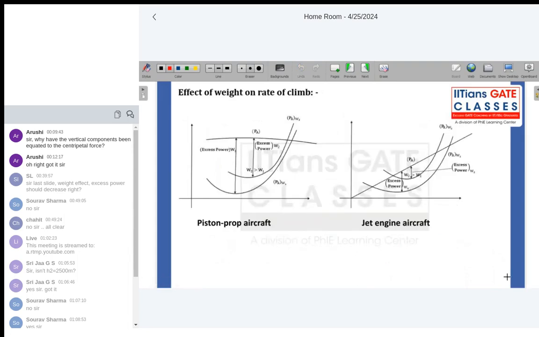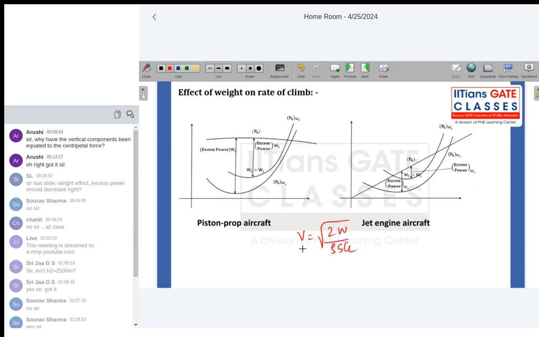We'll see what is the effect of weight on rate of climb. See, power available only depends upon the engine performance. It doesn't depend upon the weight of your aircraft. So power available remains the same when weight increases also, when weight decreases also. But when weight increases, power required increases because your velocity should increase to maintain the same lift.